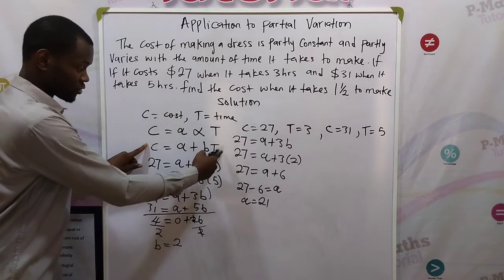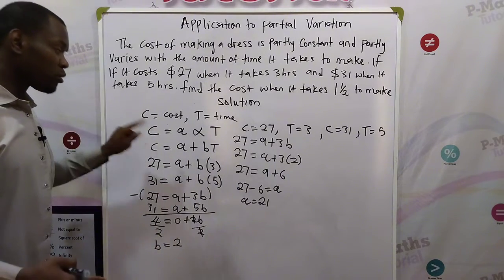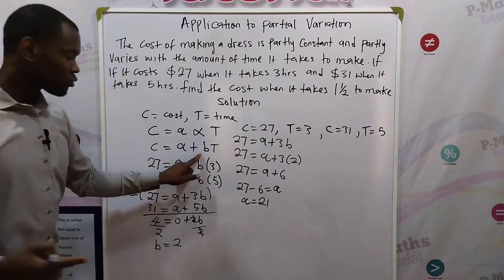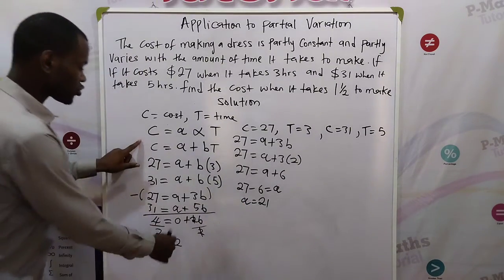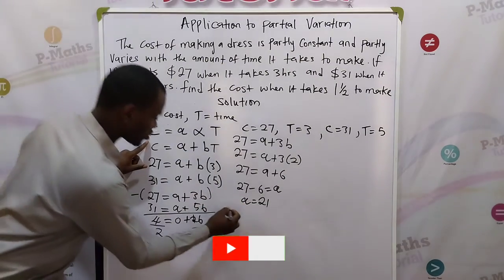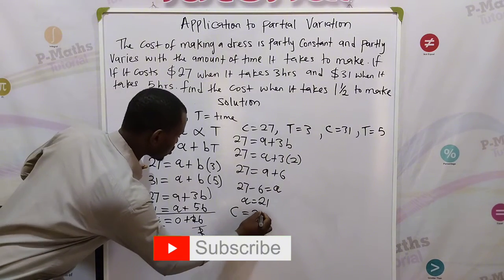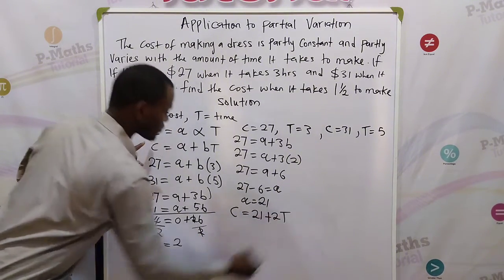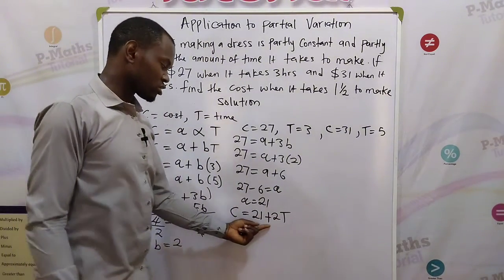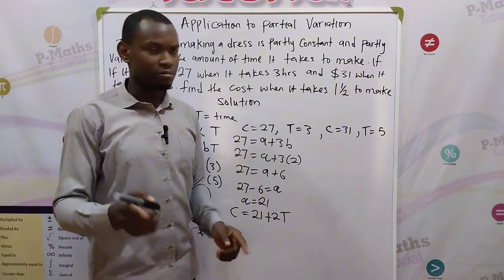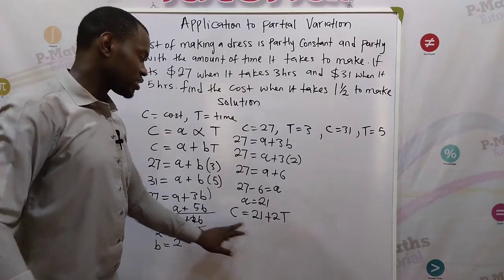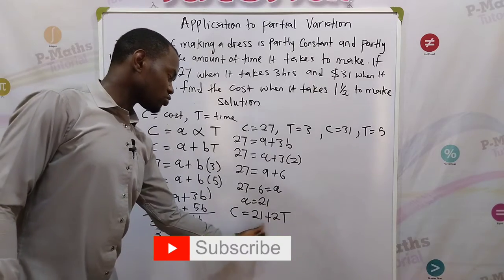So we have gotten both B and A, which are the constants of the relation. The next thing we are going to do is to make a formula using A, 21, and B, 2. So just substitute them in the equation. So we have C equal to 21 plus 2T. This is what helps us to find the cost of making a dress against the time. So we've gotten the two constants.